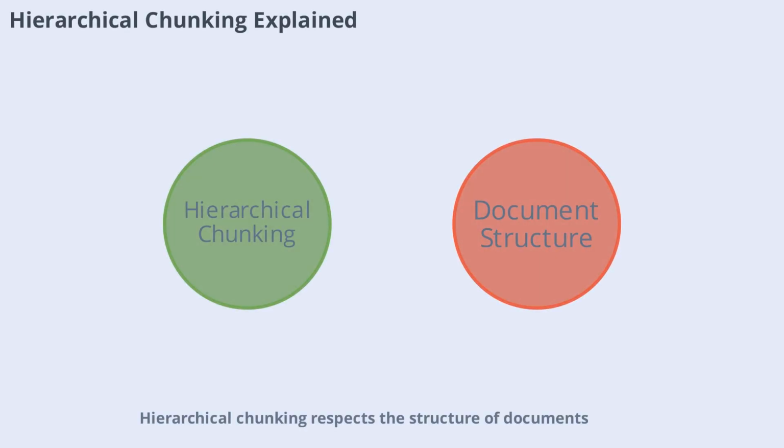Hierarchical chunking respects the structure of documents such as sections and headings. By chunking at different levels, the system can retrieve information at the right granularity. This is particularly effective for long, structured documents, ensuring that both detailed and high-level context are available to the LLM.